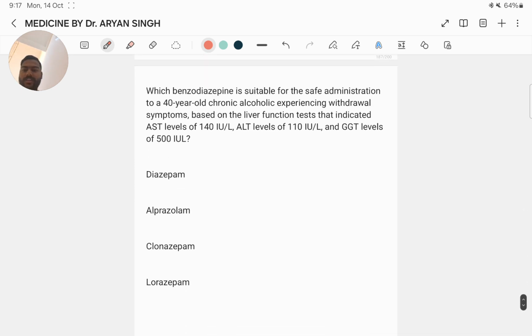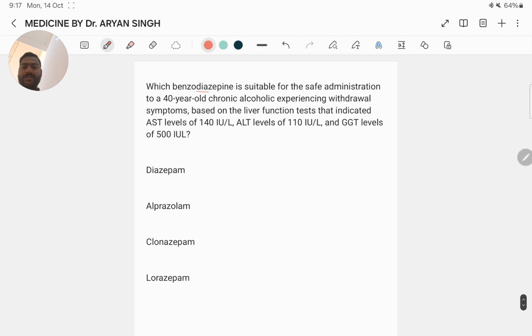Next question: which benzodiazepine is suitable for safe administration to a 40-year-old chronic alcoholic experiencing withdrawal syndrome, based on the liver function test that indicated an AST level of 140, ALT level of 110, and GGT level of 500? Diazepam, alprazolam, clonazepam, and lorazepam.